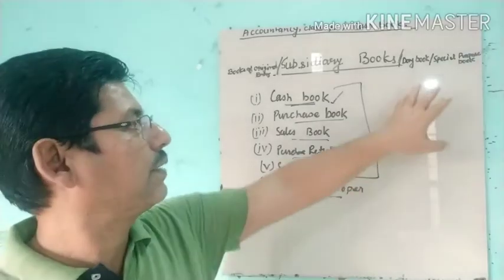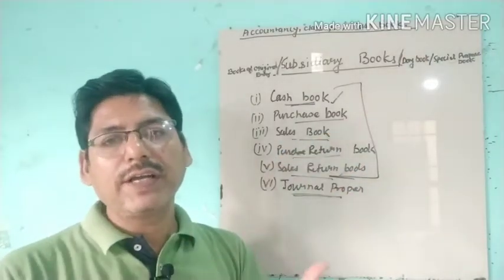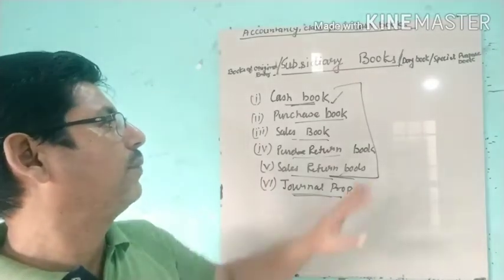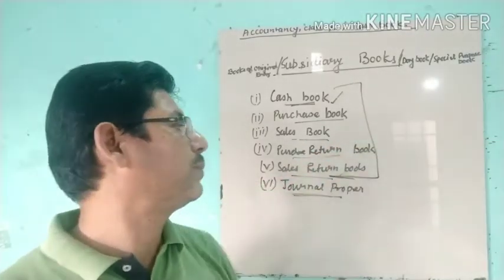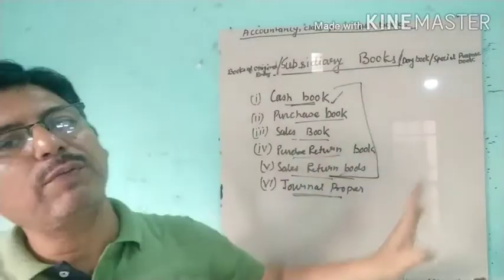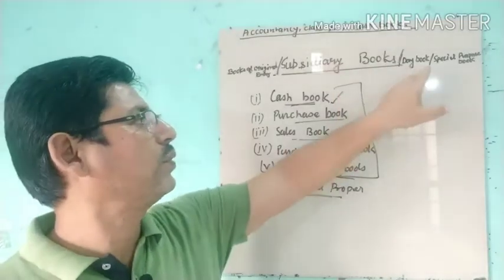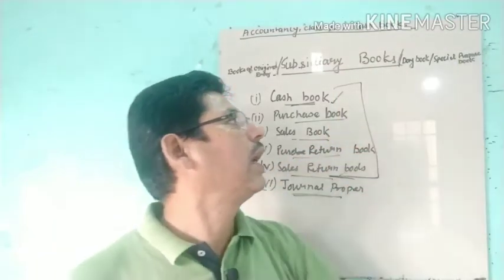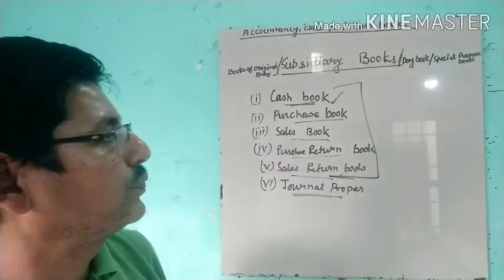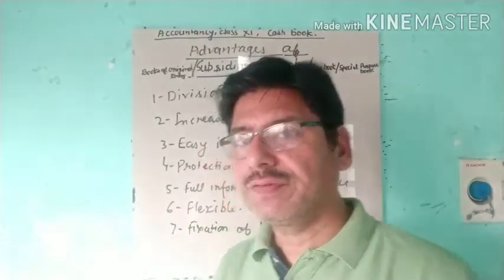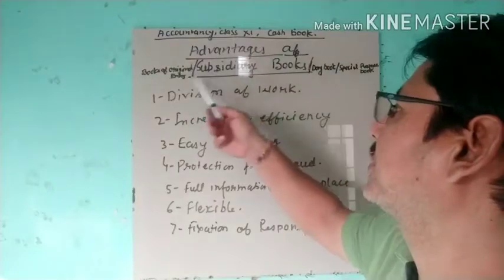And then comes the day book, because day wise these transactions are recorded in all the books. Then special purpose book also. These are the different names of these subsidiary books: books of original entry, subsidiary books, day books, special purpose book. Okay. Now the advantages of these subsidiary books.